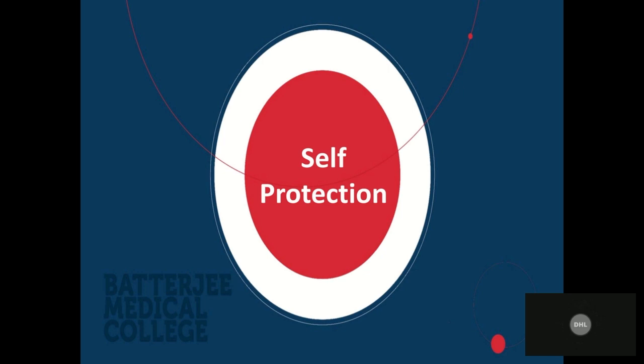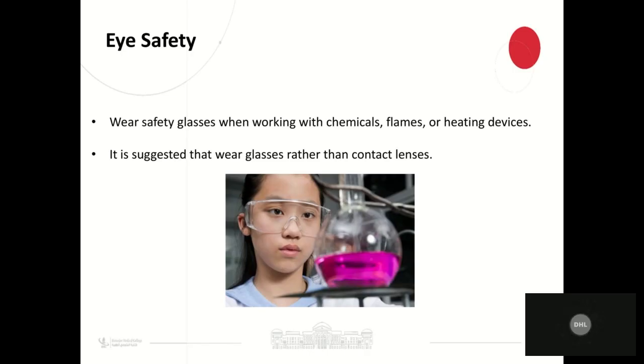Self-protection. How you can protect your eye in the lab. Wear safety glasses when working with chemicals, flames, or heating devices. It's better to wear glasses rather than contact lenses.